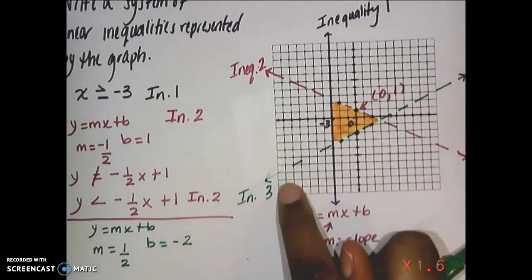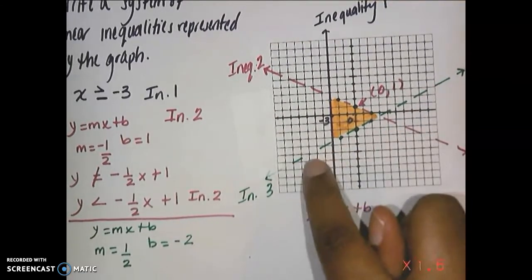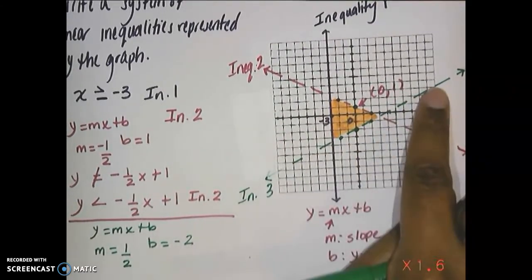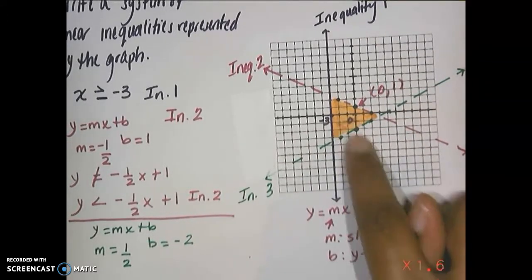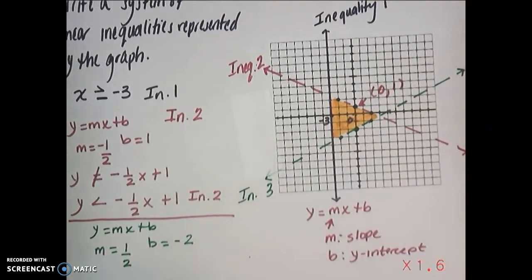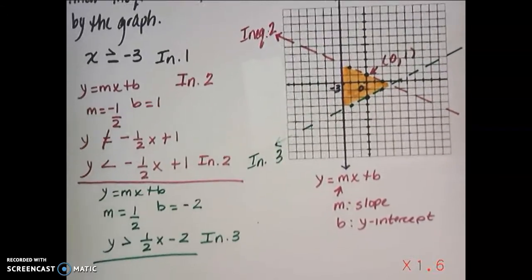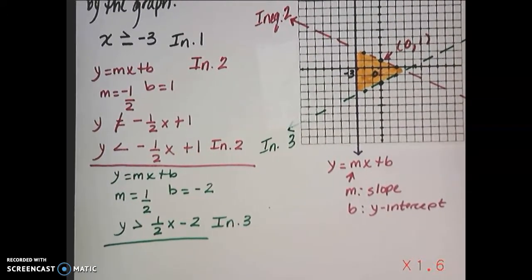Then my line here is a dotted line, so I know that it's not going to be greater than or equal to or less than or equal to. Now, in this case, we are shaded above the line, so I know that it's greater than. Okay, so in this case, y is going to be greater than 1/2 x minus 2. So this is going to be my inequality number 3. Oops, I thought you could see it. I'm so sorry. I was writing down there. Okay, so y is greater than 1/2 x minus 2. That's my inequality number 3.